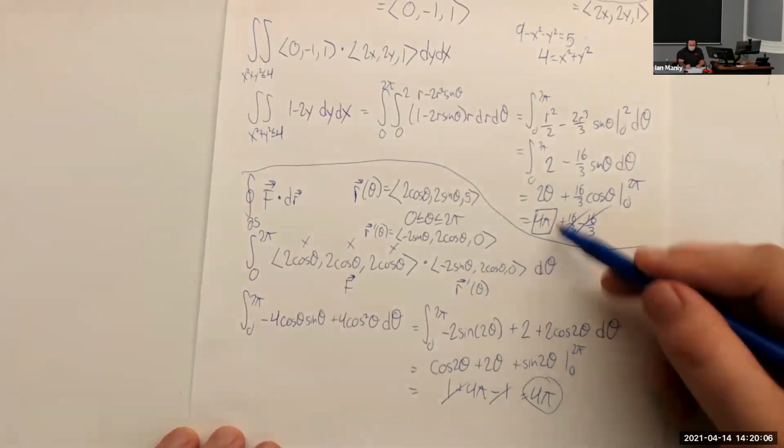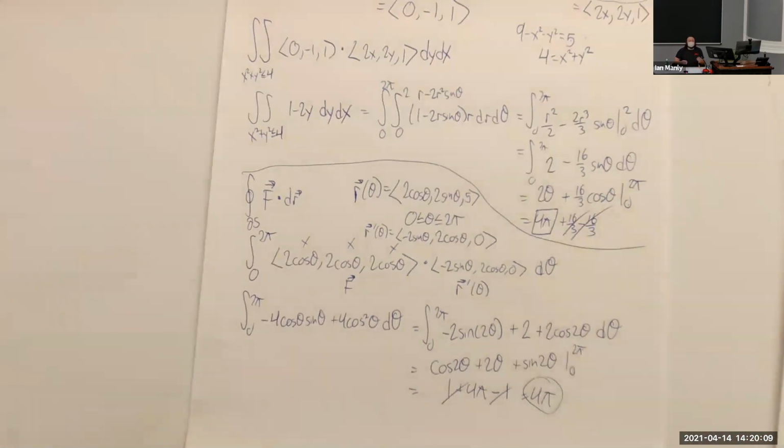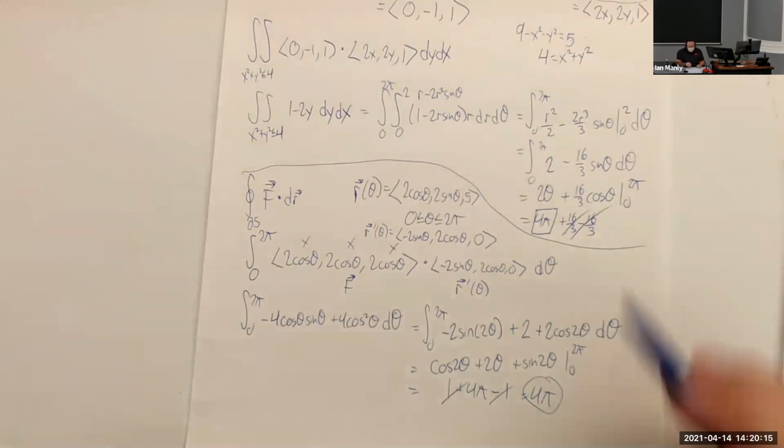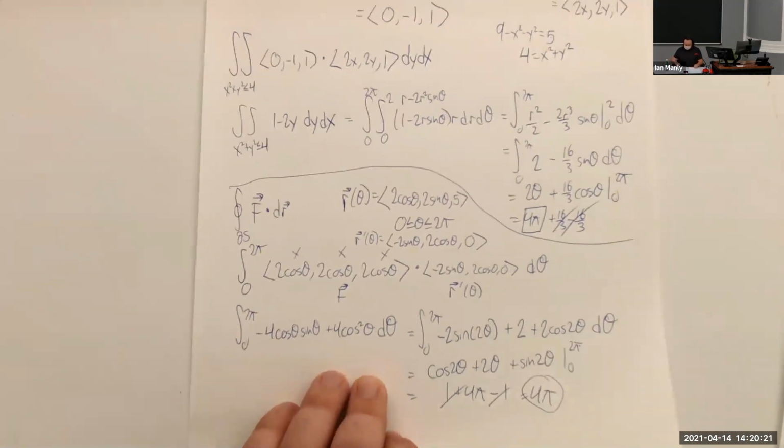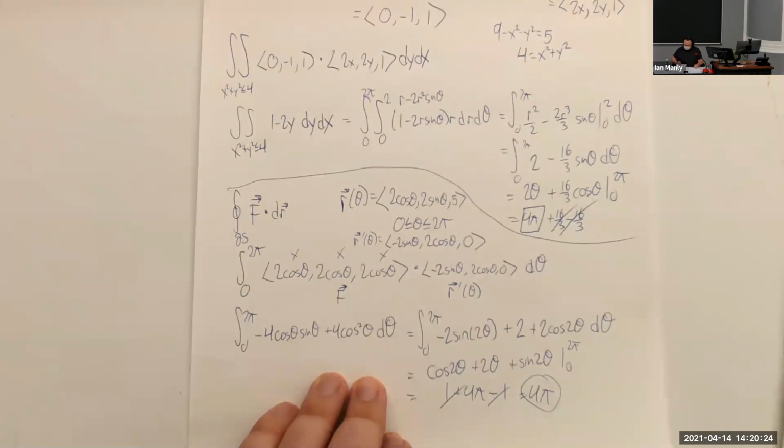All right, so we got 4 pi for both of these, verifying that at least Stokes' theorem works in this particular case. Now, we're definitely not going to go over a proof of Stokes' theorem in full generality or anything like that, but we can at least see that it works in this particular instance here. All right, let's go on to our next problem here. Let me do it like this.